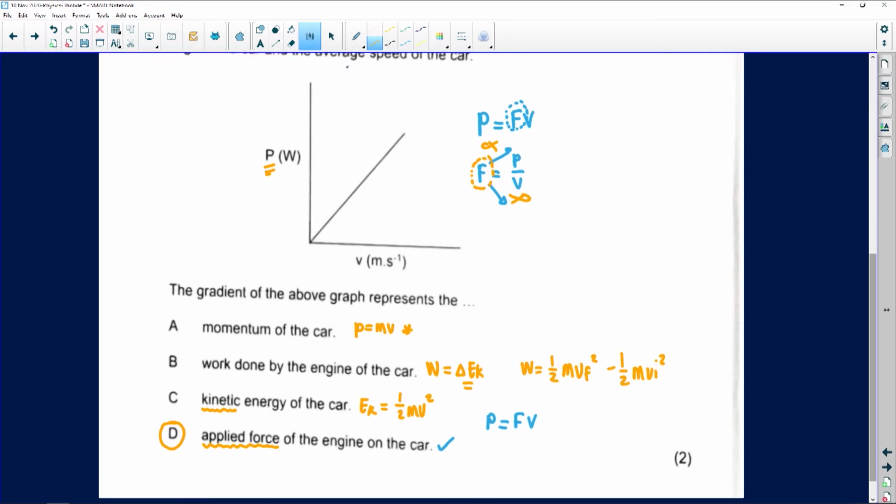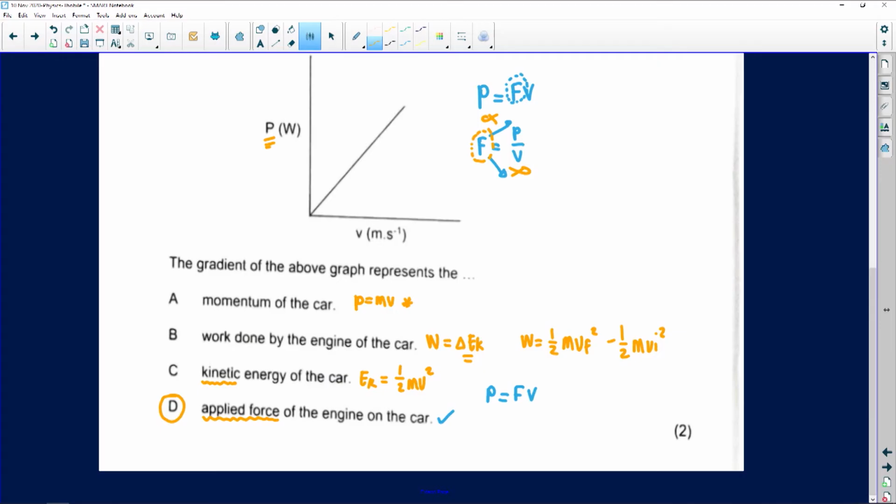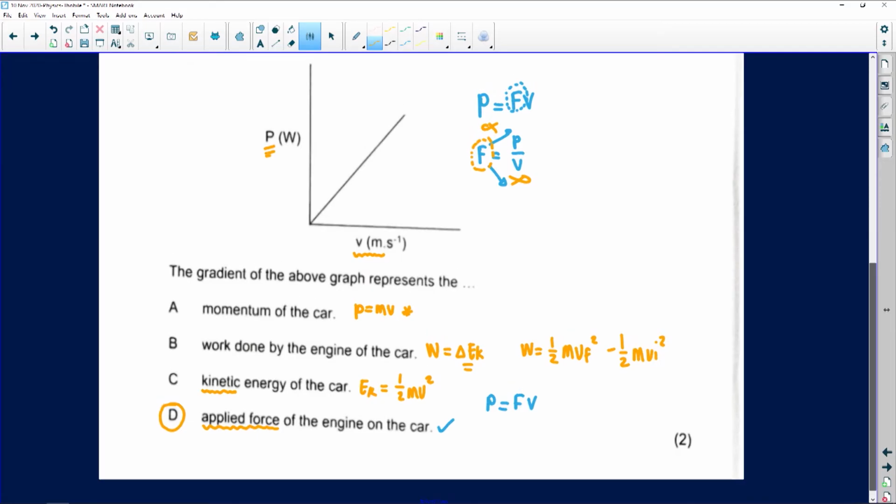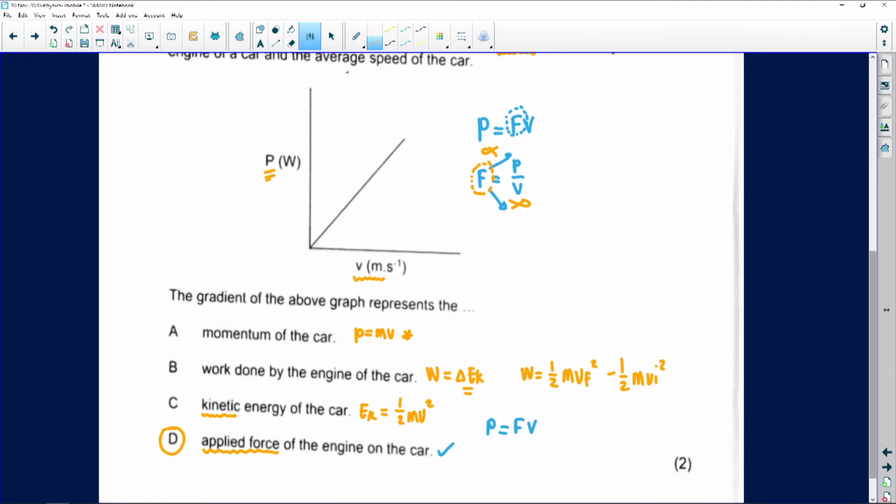The work done by the engine of the car, we don't really have so much information. We don't even know if there are any conservative forces. With the kinetic energy of the car, they've already given us the velocity with this one, and kinetic energy is just a form of energy. Then the applied force: power is the rate at which work is done, and you need a certain force to help you finish that task. So number 1.4 will then be D.